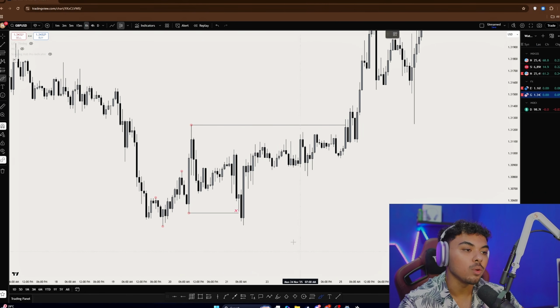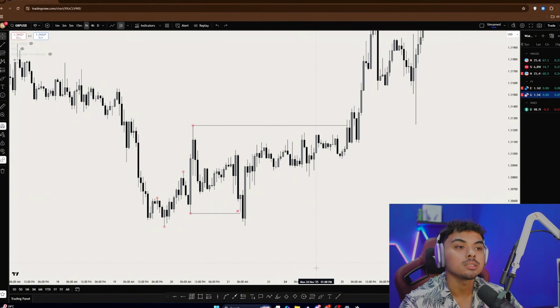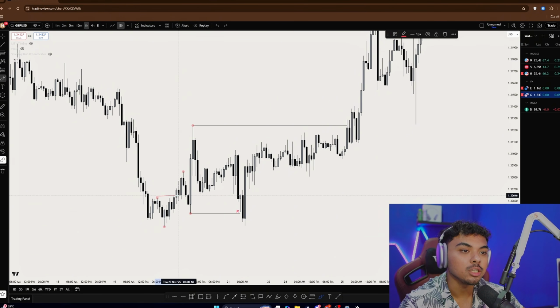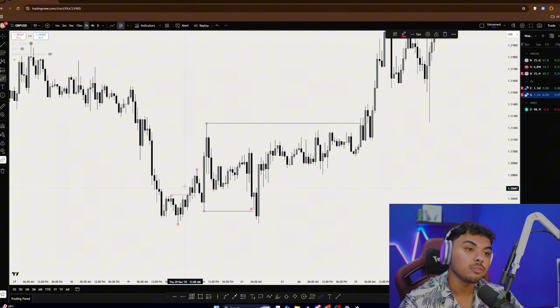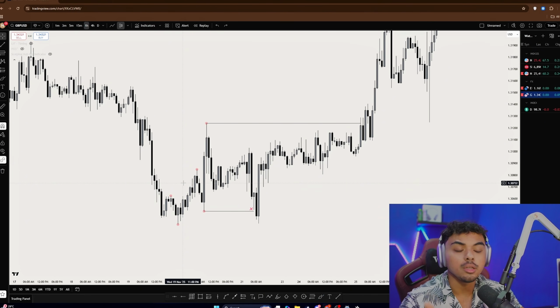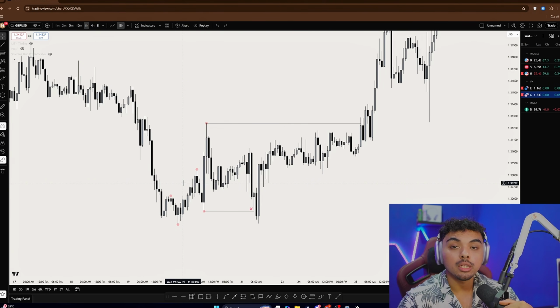Does that mean that whatever is happening here is lower probability? Absolutely yes. Does that mean that the change of character or the market structure shift that happened there is lower probability? Absolutely yes. Now, you guys might also say, but then this change of character worked. Absolutely. You see, here's the thing, it's a game of probability. What we need to differentiate is which one is higher probability and which one is lower probability.